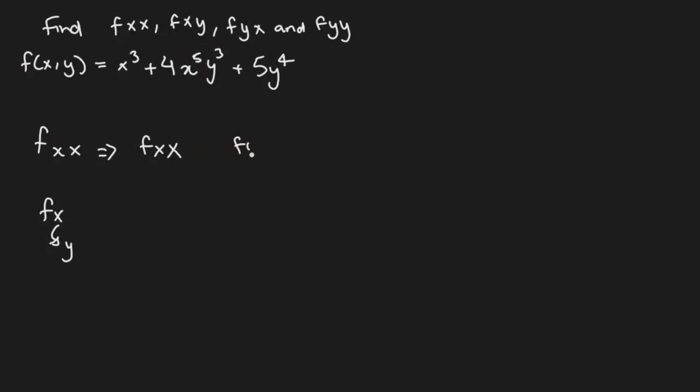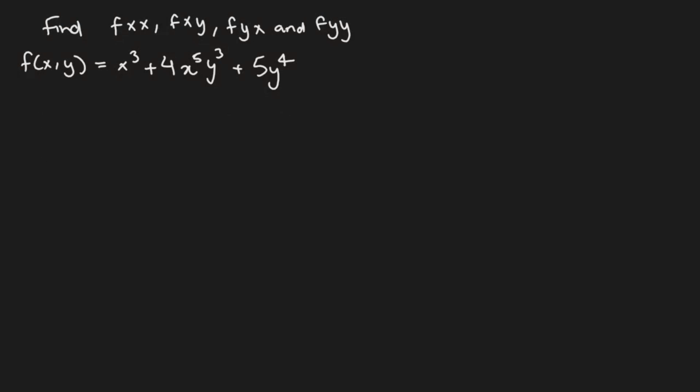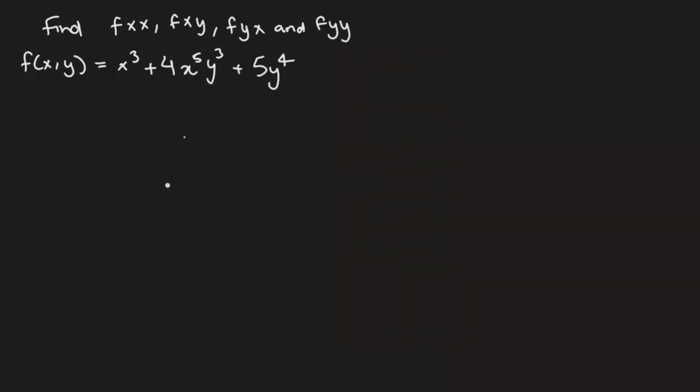Okay, so similarly, if you have f_yy, first you're taking the derivative with respect to y, and then you're taking the derivative with respect to y again. And in these cases, first you're taking the derivative with respect to x and then y, and first with respect to y and then x. So I hope you have a general idea of what these are. If not, I'm going to do some problems, and I'm pretty sure it will be clear after doing some problems. Okay, so let's start with the problems.